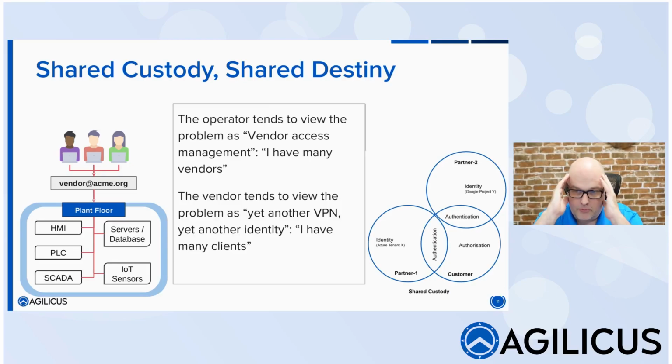They say, my problem is I got a lot of vendors. I got to make that really simple. The vendor tends to view the problem as, oh my God, yet another VPN and yet another identity. Those jokers probably have their own multi-factor rules. How can I share that across my team? One of the number one questions that I get asked is, how do I share the multi-factor? And it's very difficult to answer this with a straight face.